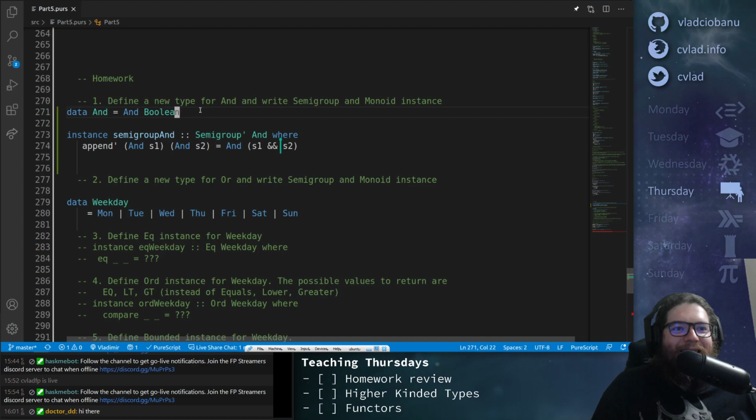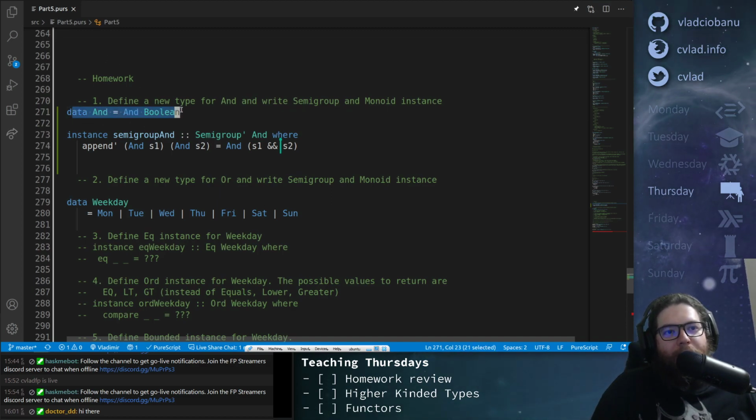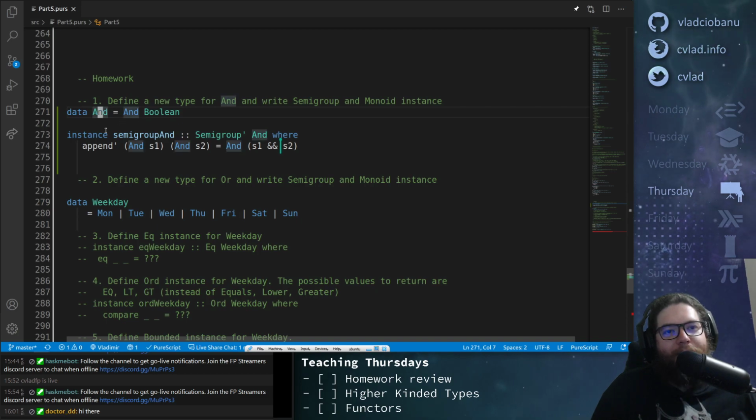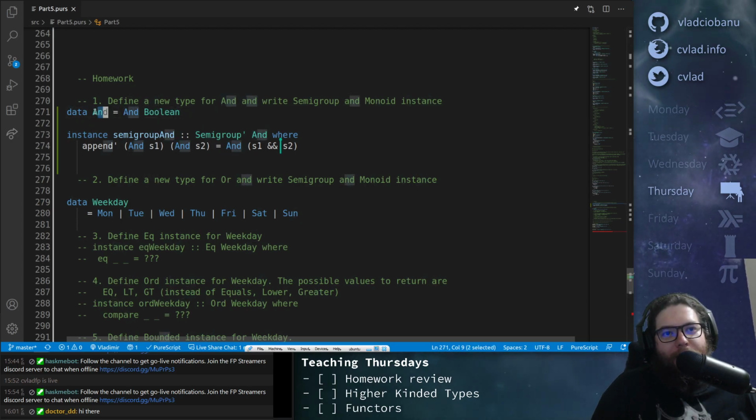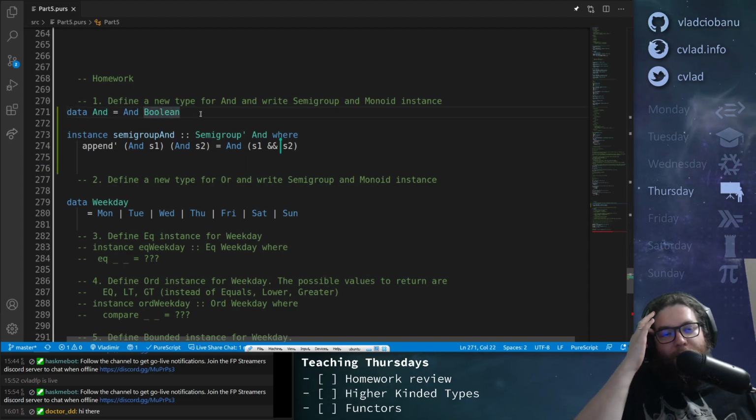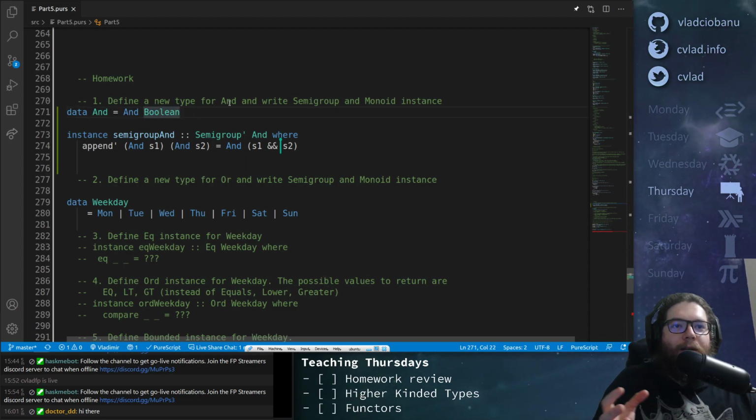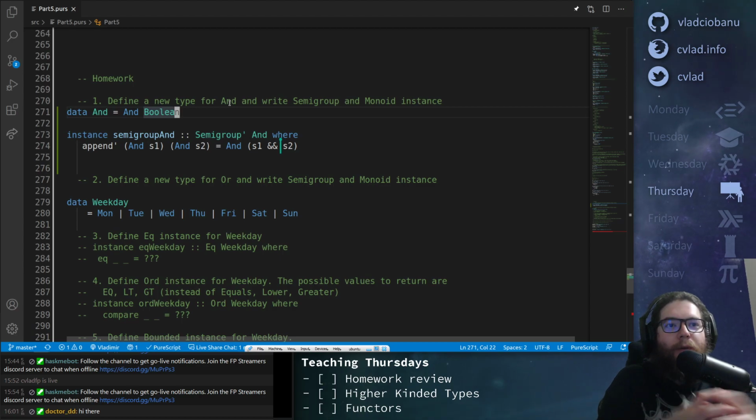Let me try to explain the idea here. When you do something like this, it can feel slightly pointless, because you're only holding one boolean, so why not just use booleans? What we're doing here is defining a new type, And, with a new constructor called And, and we wrap a boolean. You can think of it as a new thing called And, and we put one boolean inside it.